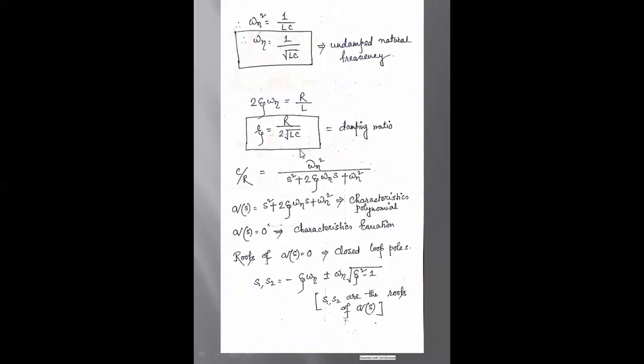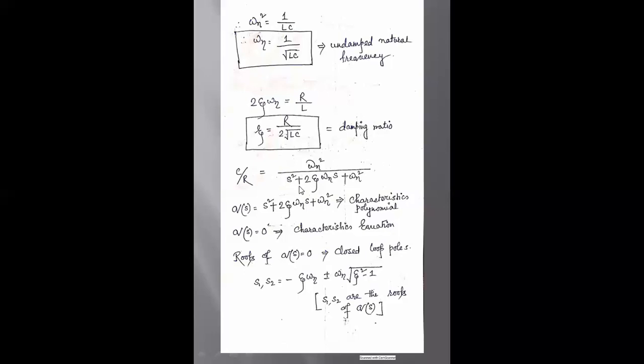From that equation, we get the value of zeta equal to R by 2 root over C by L, after putting the value of omega n, where omega n is known as the undamped natural frequency and zeta is generally known as the damping ratio. In the standard equation of a transfer function of a second order system, s square plus 2 zeta omega n s plus omega n square is known as the characteristic polynomial.